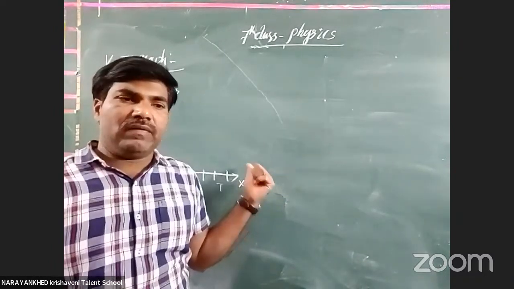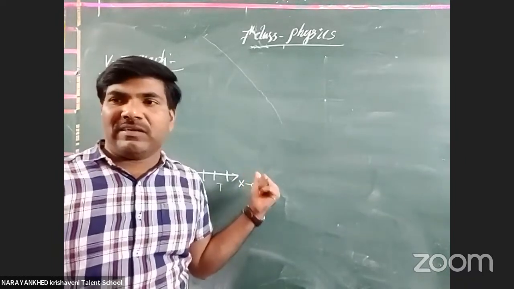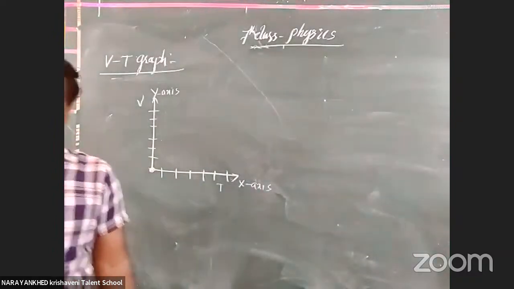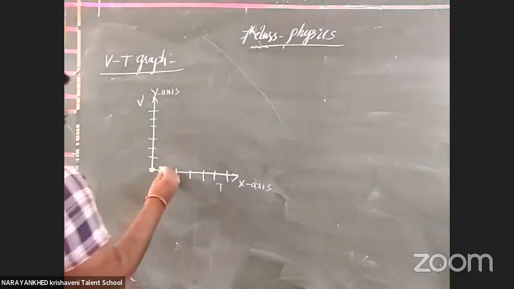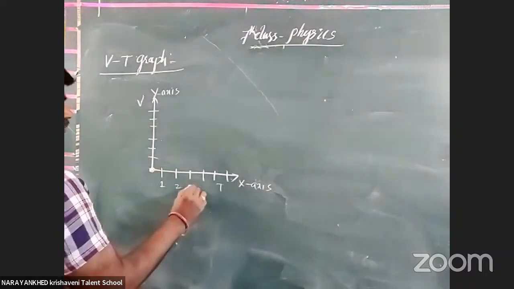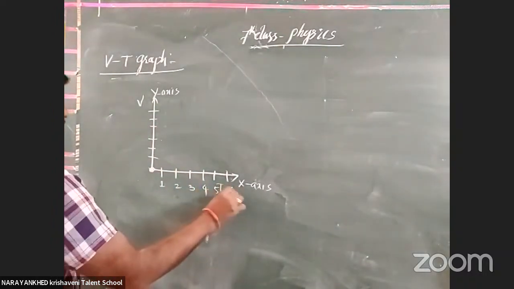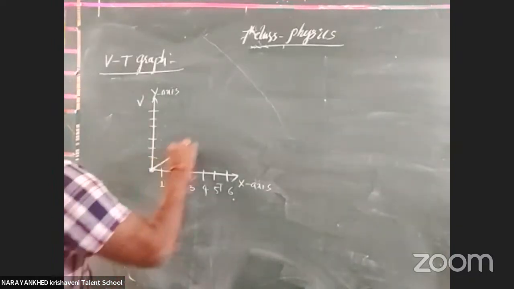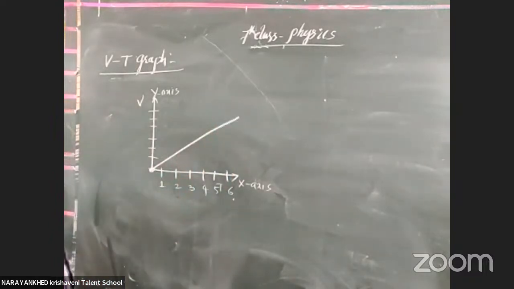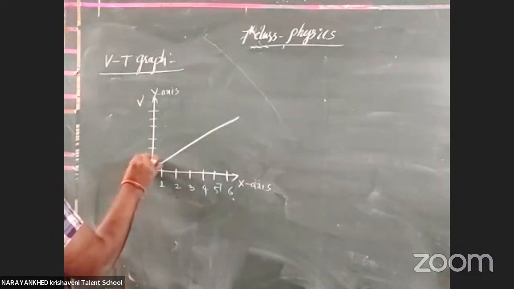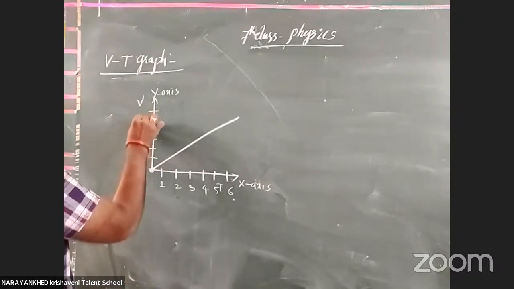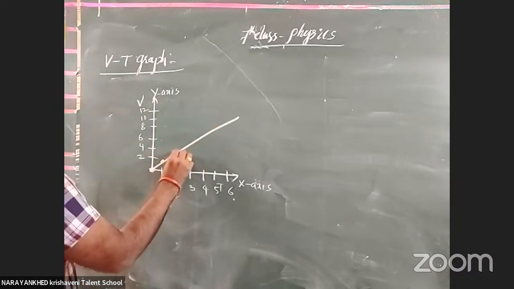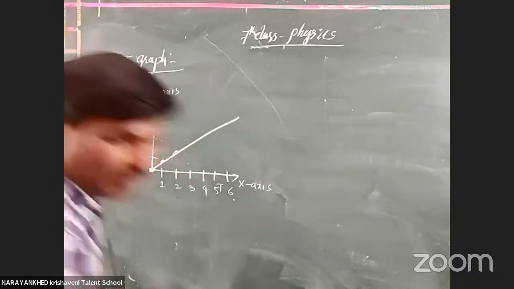Got it or not? The first case is velocity in uniform motion, meaning the change of velocity is the same. Point to point, suppose 1 second, 2 seconds, 3, 4, 5, 6 seconds. Like that we consider. Suppose the velocities are 2, 4, 6, 8, 10, 12. Now, how will we get the straight line? The points are in this mode, so we get a straight line.